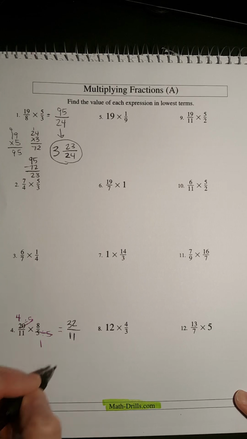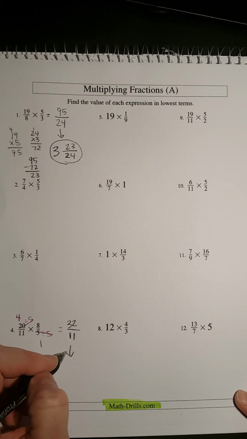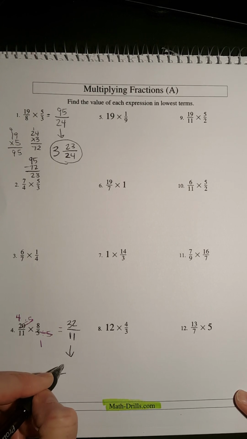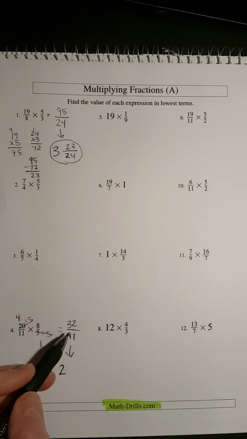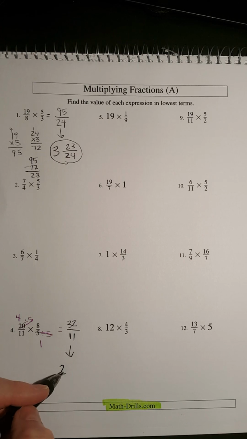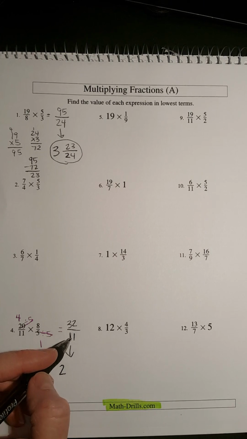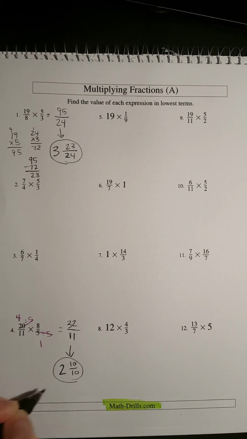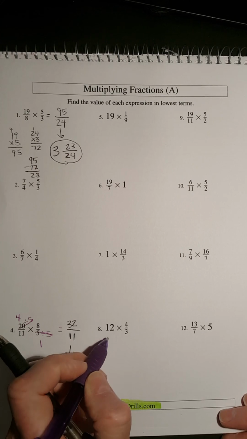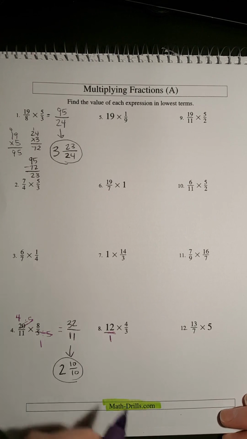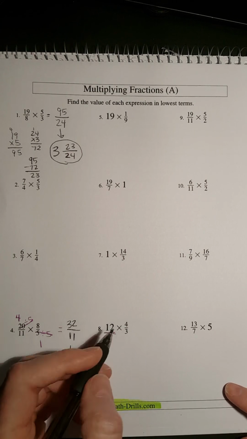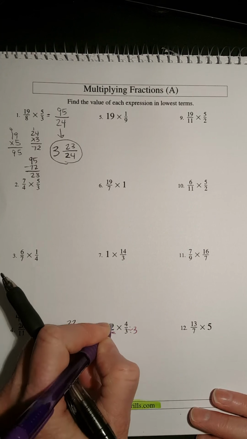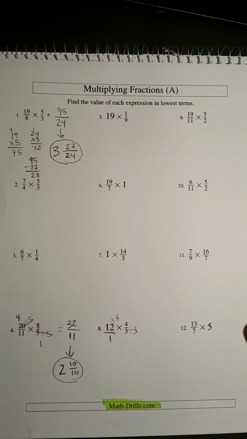Again, this answer would be fine for me, but if you need to do a mixed number, 11 goes into 32 twice. I know it doesn't go in 3 times because 3 times 11 is 33. That's 1 too many. So 2 times would be 22. That's a remainder of 10 over the denominator. Okay, let's try this one. I like this one a lot. So we're going to put 12 over 1. And then I'm going to simplify. So I can simplify 3 and 12 by dividing both of those by 3.